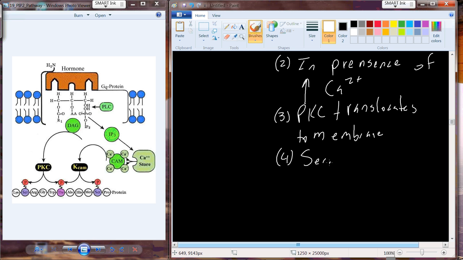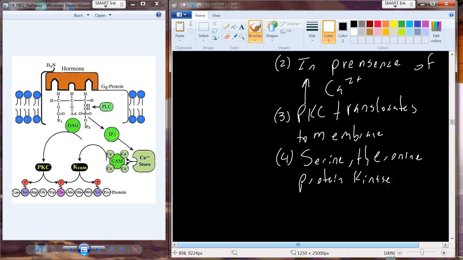In its active form, PKC is a serine threonine protein kinase. So what exactly does that mean? Those are the two amino acid residues that this protein kinase will phosphorylate. So any place you have a serine or a threonine, those are possible targets for phosphorylation from protein kinase C once it gets activated. Okay?